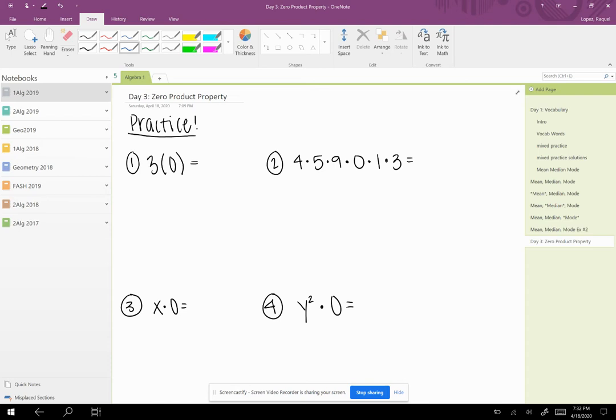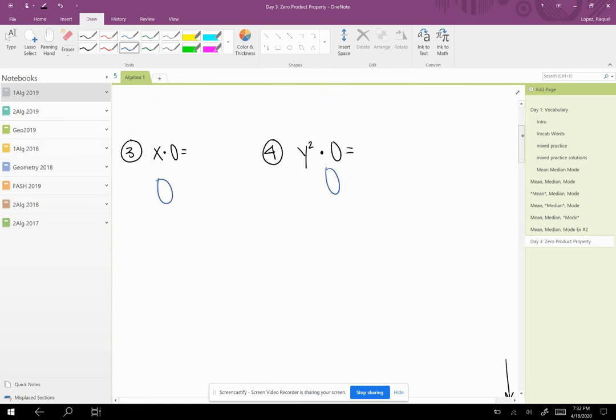Okay, guys. So hopefully for number 1, you got 0. 3 times 0 is 0. For number 2, you should have gotten 0 because that's a lot of numbers being multiplied. But hey, look, there's a 0 thrown in there. X times 0 is 0, and then y squared times 0 is, would you look at that, also 0. All right, cool. No surprises there.